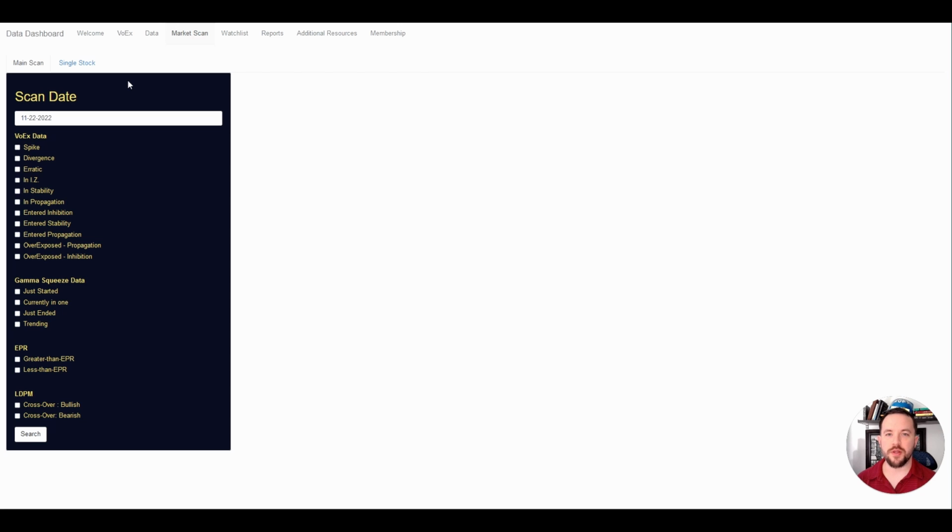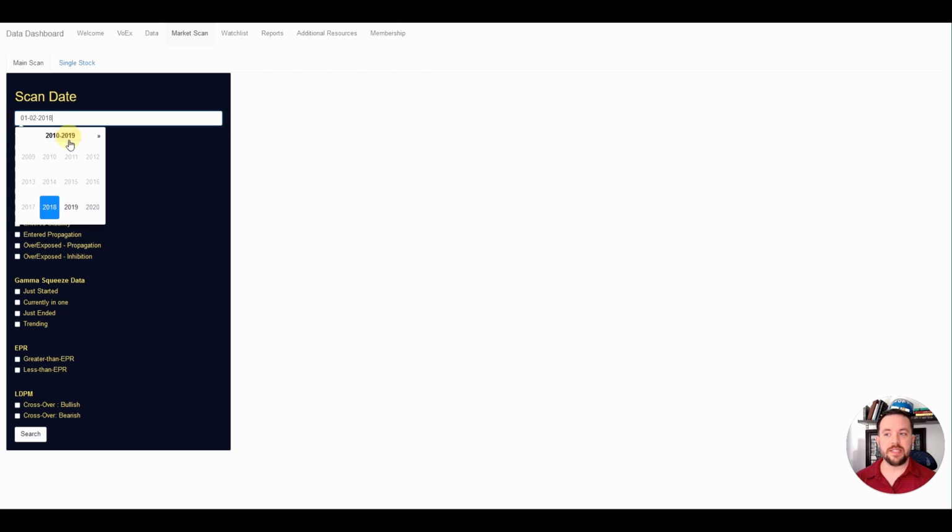When you head over to the market scan tab, the first thing you'll notice is the blue box, which outlines all of the possible choices that you can select for finding stocks that have those events. You can also go all the way back to 2018 if you would like to see older scan results and how those stocks eventually played out.